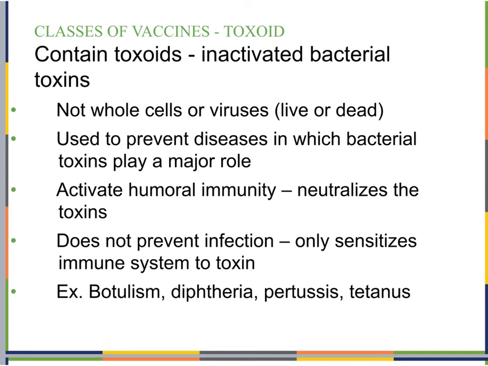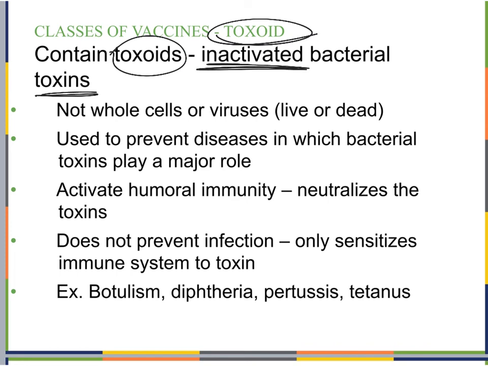So the next one is a toxoid vaccine. They contain toxoids, which are inactivated bacterial toxins. So again, in this case, we're not putting in the whole cell or the virus. It's not going to be alive or dead. In this case, this is used to prevent diseases in which bacterial toxins play a major role. So this isn't, of course, a vaccine that we do for lots of them. The examples down here are botulism, diphtheria, pertussis, and tetanus. So those that we've spoken about, those toxins.